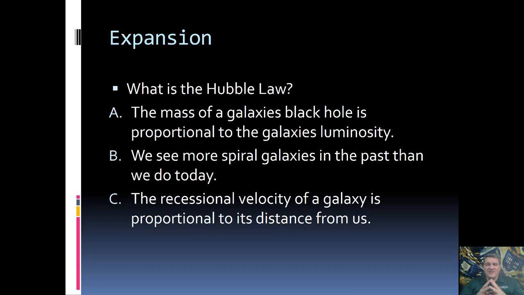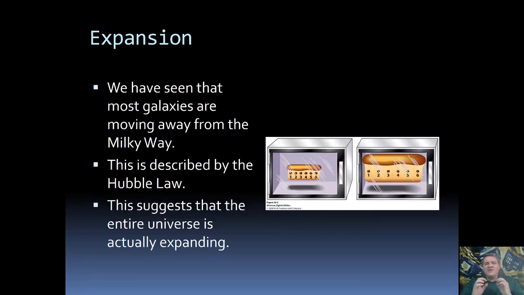All right, what is Hubble's law? It has to do with distances and speeds. Specifically, it is C. The recessional velocity of a galaxy is proportional to its distance from us. In other words, the farther away the galaxy is, the faster it's moving away from us. We've talked about Hubble's law previously, and if we just think about it quickly, it kind of makes it sound as though we are the center of the universe.